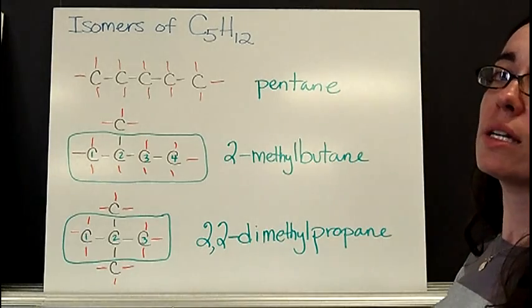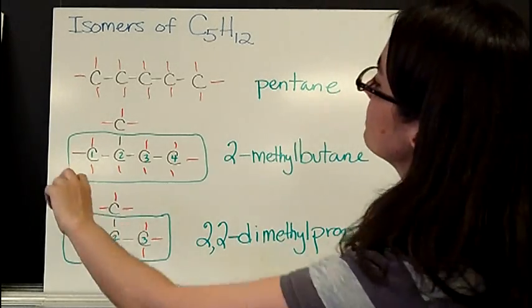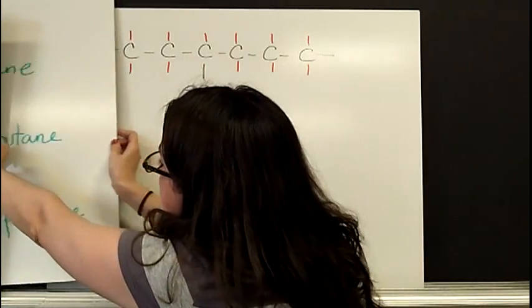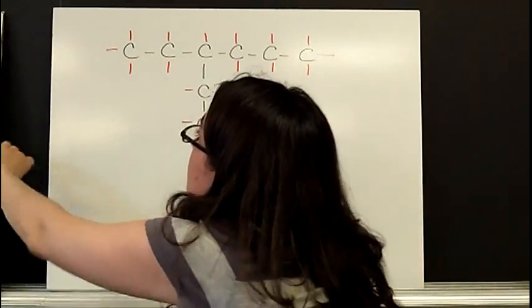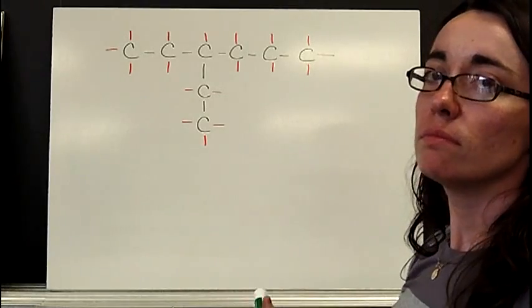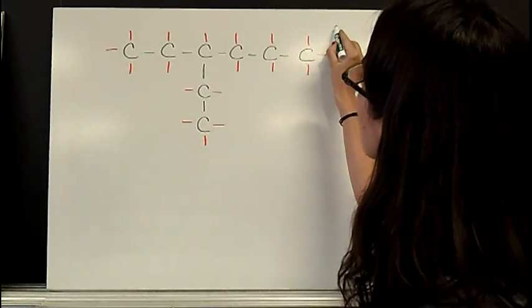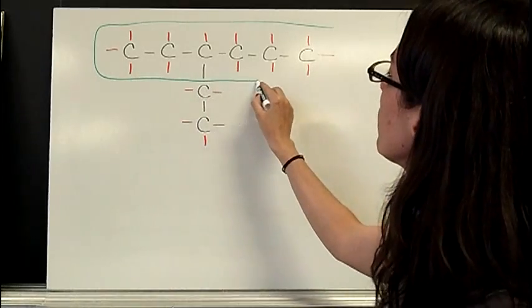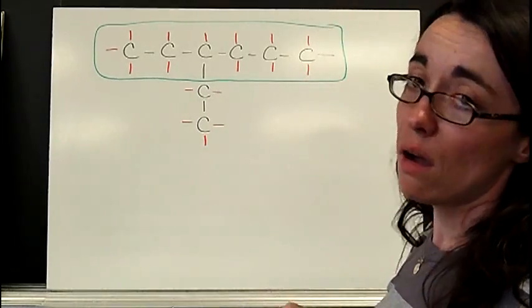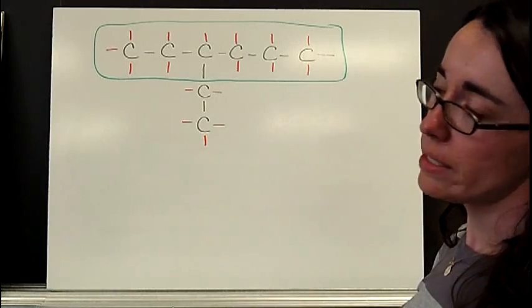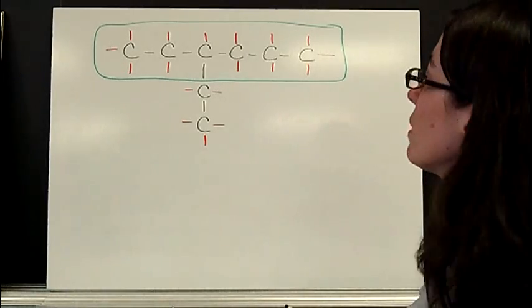Let's move on and take a look at something that has a longer branch. Start by highlighting your parent chain. Obviously, you're going to need to have this in your notes, so take a moment, copy it down. Then when you're ready, start the video up again.